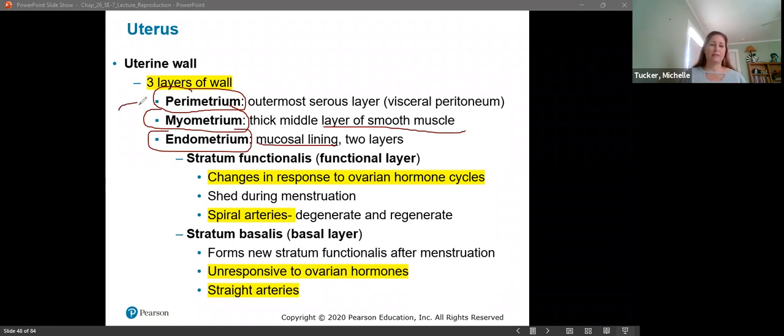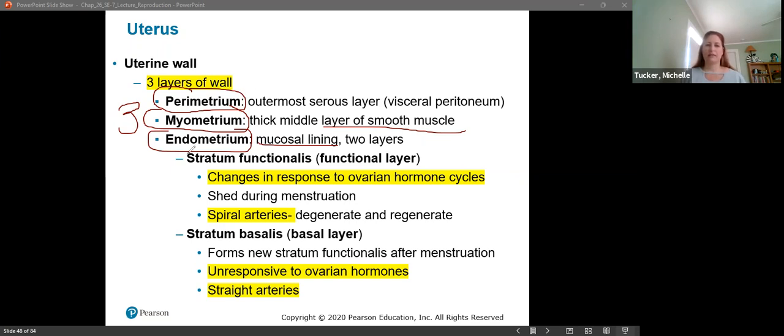So three layers of the uterine wall: the perimetrium, which is the outermost serous layer, the myo meaning muscle, metrium, thick middle layer of smooth muscle, and then the endometrium, which is the mucosal lining. So you should know these 3 layers of uterine wall and where you would find them.